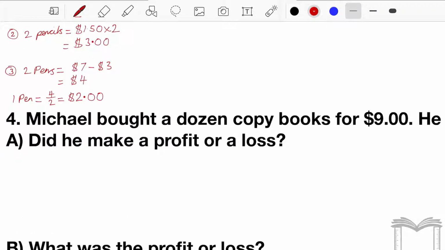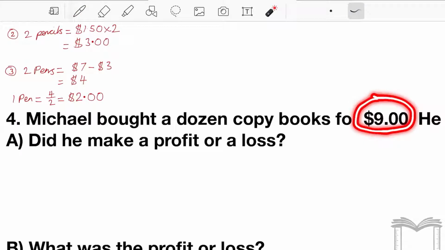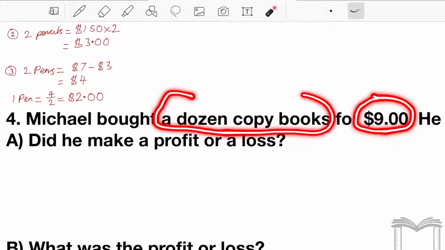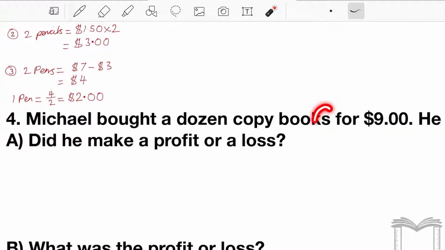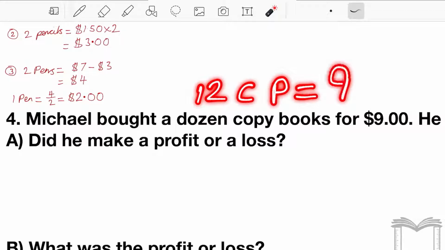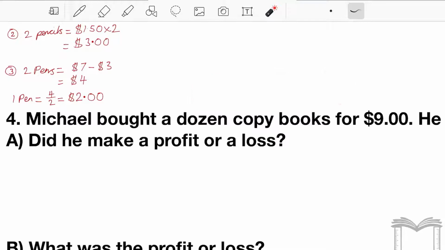So, when they said that he bought a dozen copybooks for $9, I noticed that some students, for some reason, think that one copybook is for $9, but that is not correct. They told us that a dozen copybooks, right? And notice the plural here, dozen copybooks. So it means that 12 copybooks is equal to $9.